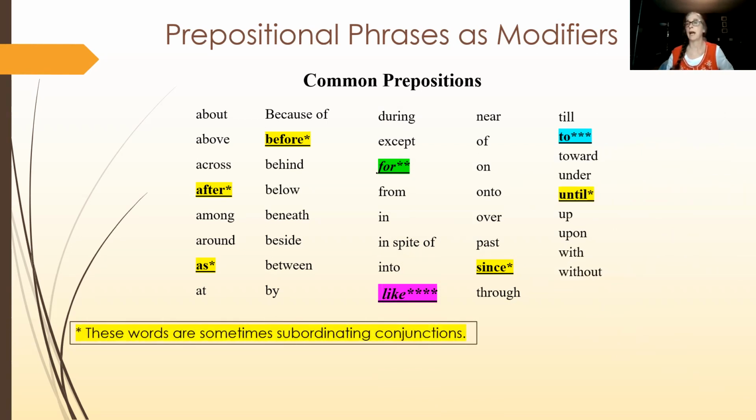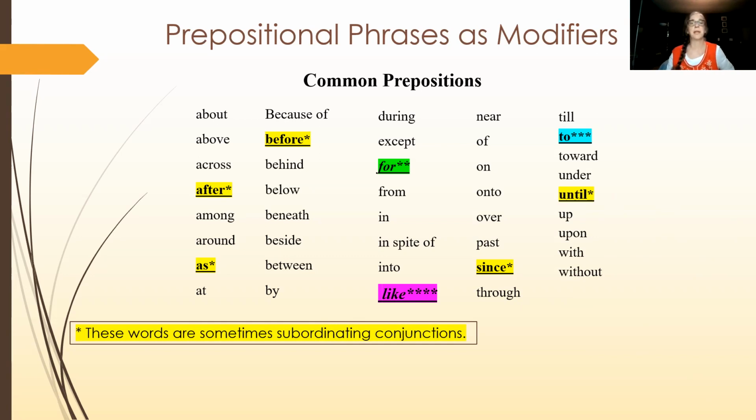And now, why did I highlight some of those? The words that are highlighted in yellow, these are sometimes subordinating conjunctions. Sometimes they're a preposition, sometimes they're a subordinating conjunction. And the way to know the difference is, are they followed by a subject and a verb? Because if they're followed by a subject and a verb, they're a subordinating conjunction. If they've got a subject and a verb, they cannot be a preposition because subjects and verbs don't live in phrases. They only live in clauses.